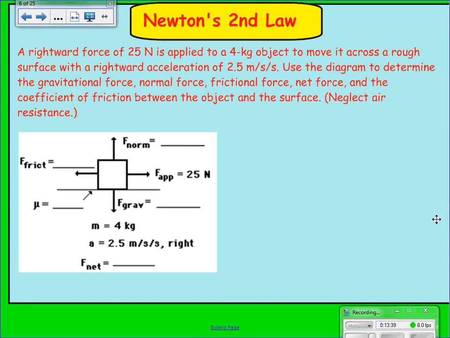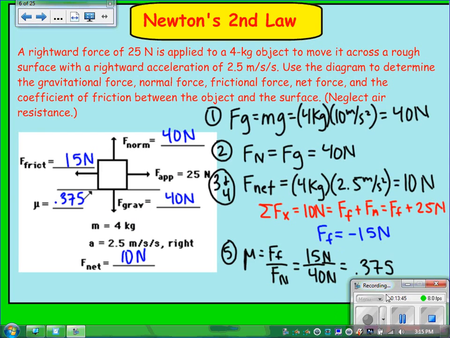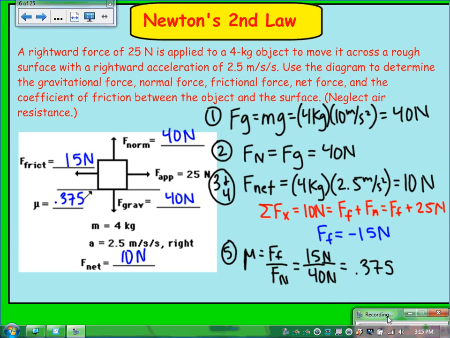Okay, what I'd like you to do is pause the video and try this problem on your own, then hit play to reveal the answers. Okay, first take a few seconds and just analyze the answers in the white box. Force gravity was 40 newtons, force normal was 40 newtons, friction was 15 newtons, force net is 10 newtons, and then the mu, or coefficient of friction, is 0.375.